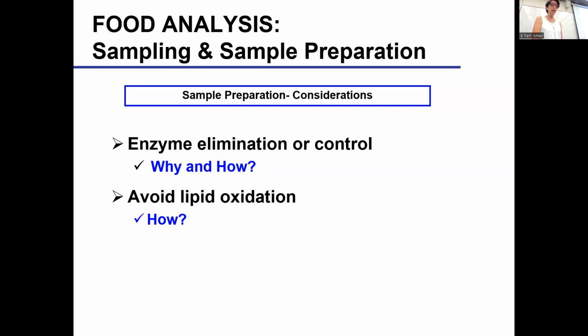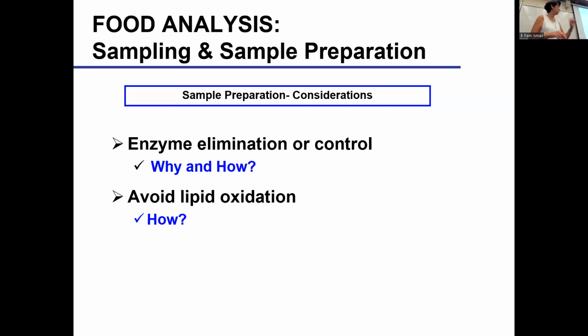Okay, if I'm looking at fat composition or lipid oxidation, or anything related to lipid quality, I want to avoid oxidation during storage so that I don't change my results. So how can I avoid lipid oxidation during storage? When I'm preparing the sample and when I'm storing it until I do the analysis, what can I do to avoid lipid oxidation? From your food chemistry, how can you avoid lipid oxidation? Ian?